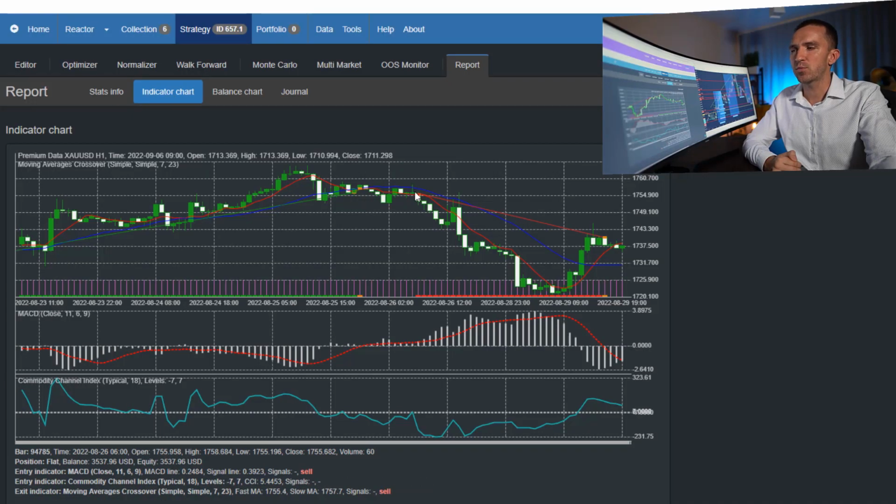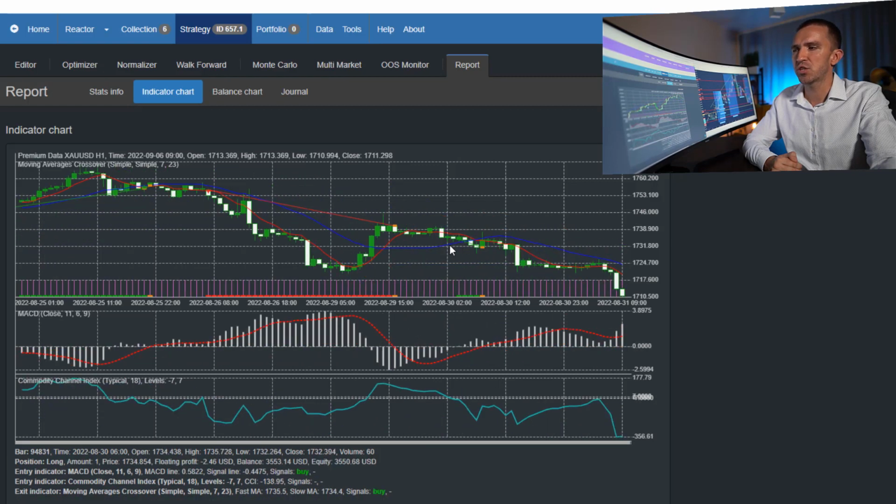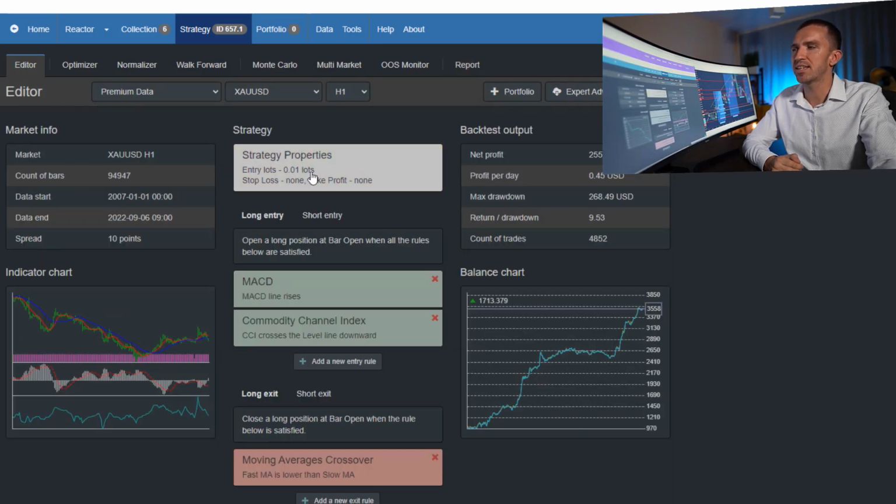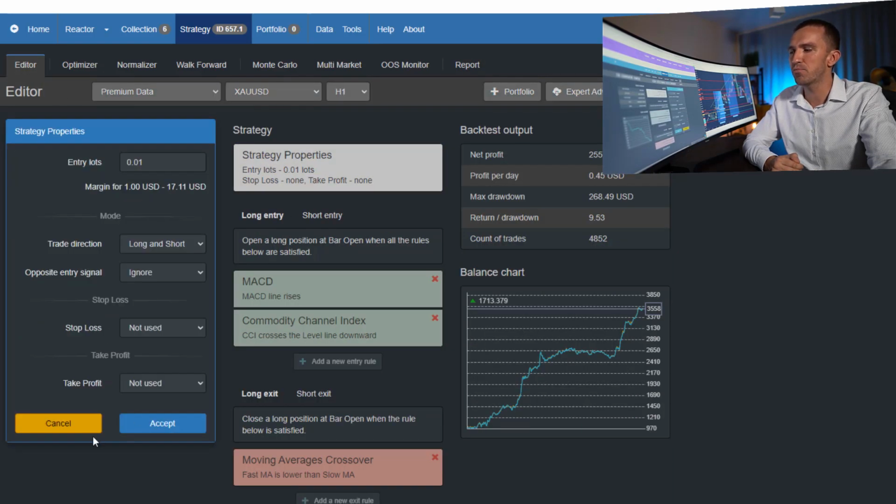Okay, right after that we have a short trade opened because MACD is rising, so we have the confirmation, and right over here we have the CCI crossing the level line upwards, and this is the confirmation to sell. That trade closed over here because the MACD has turned the other way around. The fast moving average crossed upwards and the slow moving average went below the fast one, so we had to close that trade. Very simple strategy, guys. It has no stop loss and take profit.